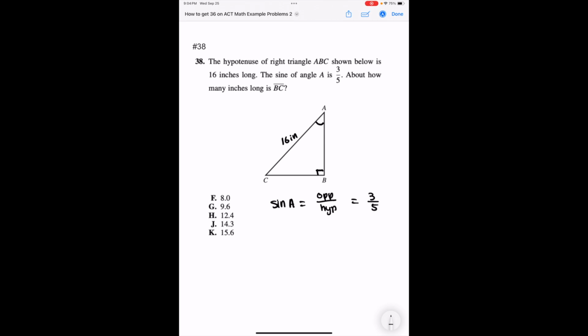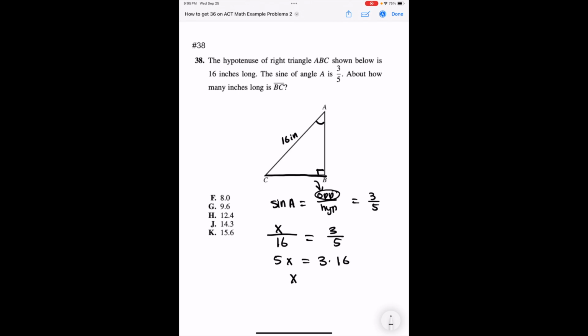So it is asking how many inches long is BC, and this is also the same as the opposite. So what we're trying to find right here is this measurement right here. So let's let that be x. We know the hypotenuse is 16 inches, and this is equal to the proportion of 3 over 5. Now let's cross multiply. 5x is equal to 3 times 16, so x is equal to 3 times 16 over 5. And that would be 9.6. So BC would be about 9.6 long.